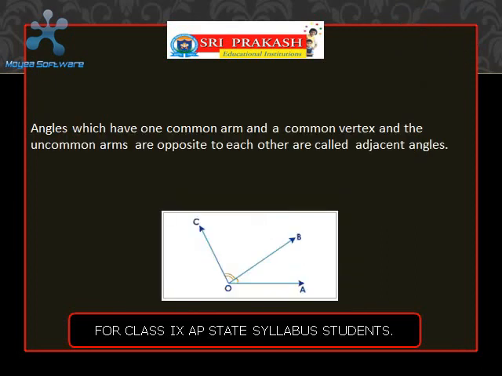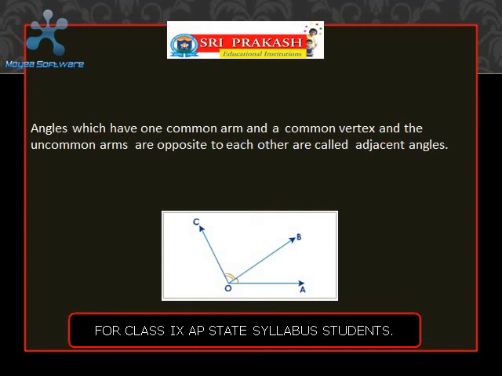Now, what are adjacent angles? Angles which have one common arm and a common vertex, and the uncommon arms are opposite to each other, are called adjacent angles.